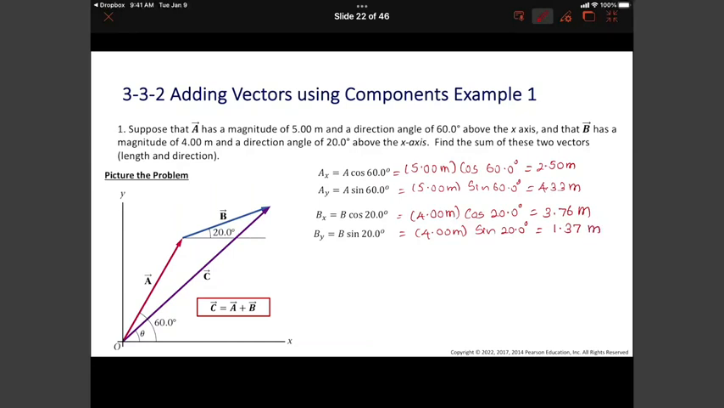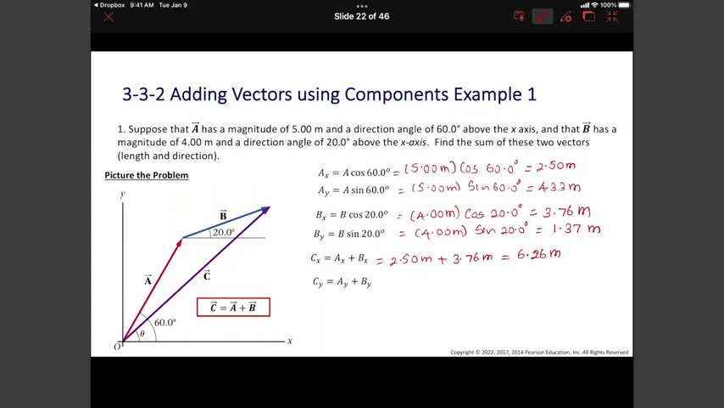Now we can find the x and y component of the resultant vector C by adding each x and y component of the vectors A and B separately. So Cx is Ax plus Bx, which is 2.50 meter plus 3.76 meter. We are getting a value of 6.26 meters.